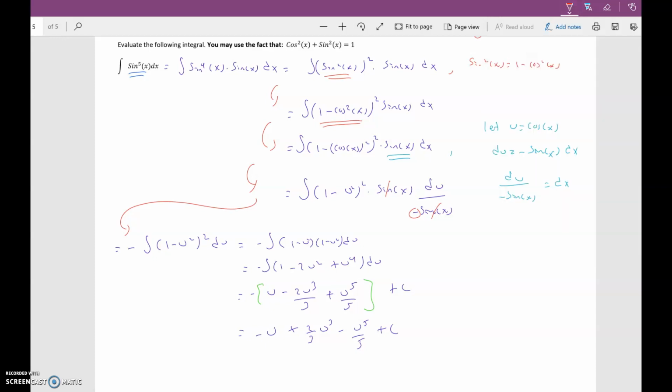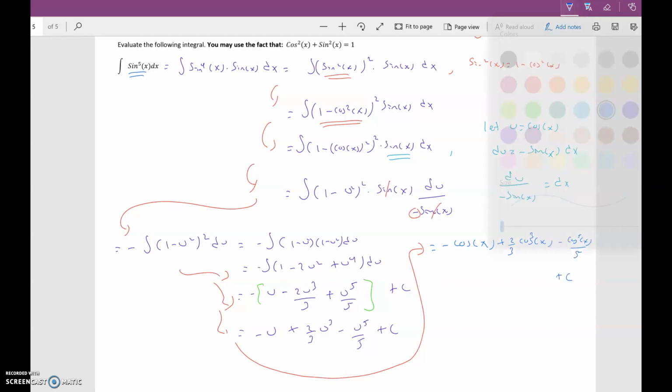And then let me substitute back our value of u, which is going to give us the final answer. So we're going to end up with negative cosine of x plus 2/3 cosine of x to the third power minus cosine to the fifth power of x over 5 plus the constant of integration. That would be our final answer.